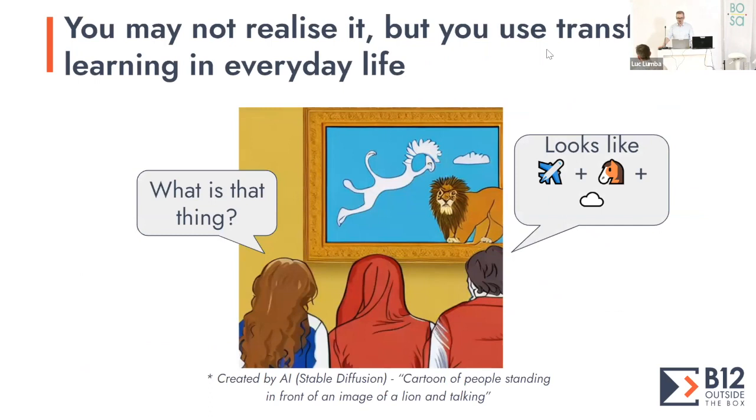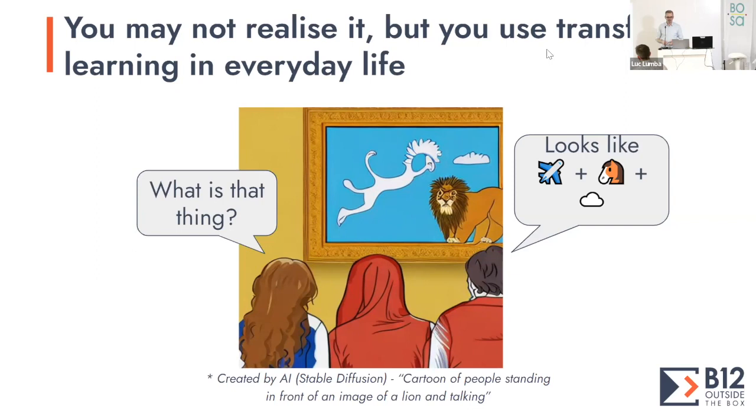So here's a cartoon that I asked AI to generate of people standing in front of a picture of a lion, but it also generated this artifact of a kind of poorly defined whitish cloud structure. So you can imagine asking, what is this thing, right? And the answer could be that, well, it looks like a flying horse that's made out of clouds. And what we've done here is we've used concepts that we're familiar with, which is flight, horses, and clouds, to define a new concept, which is what we see here on the image.